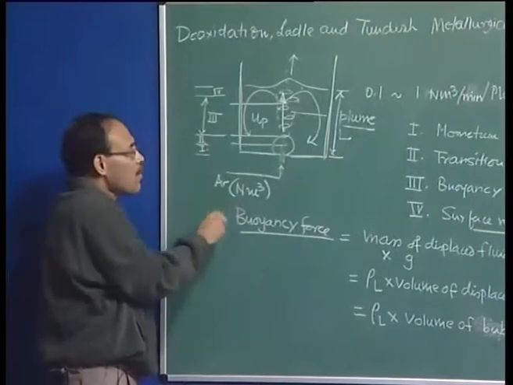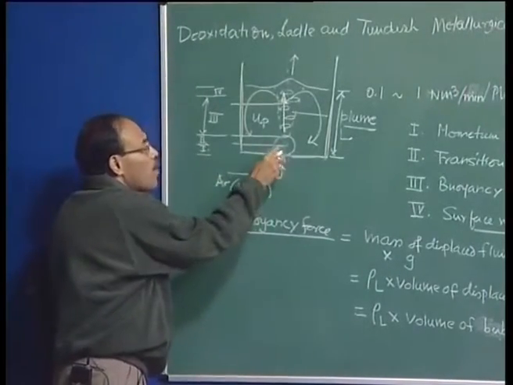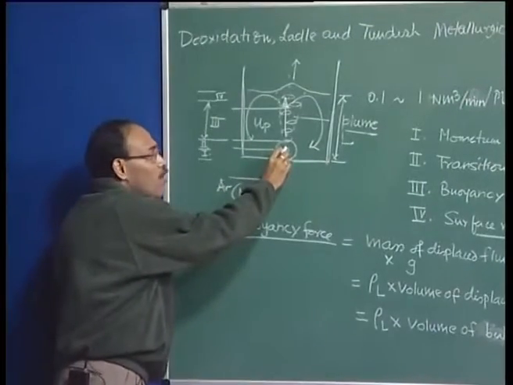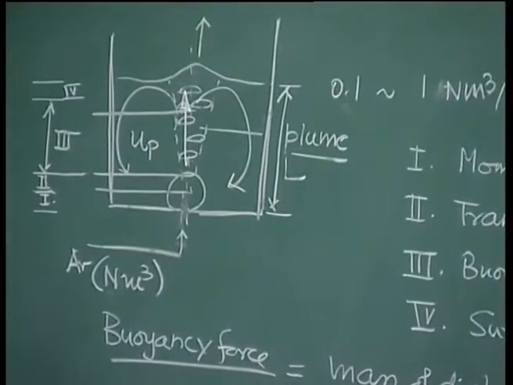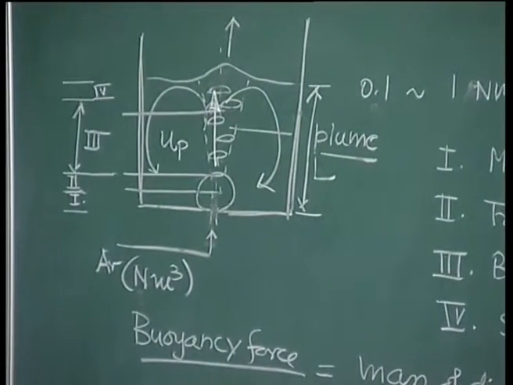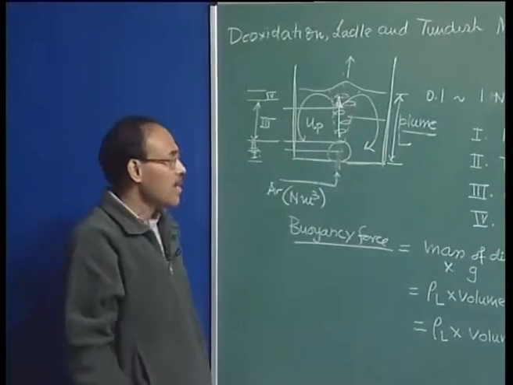This is not the volume. Suppose I introduce a bubble which has a volume of, hypothetically, 1 normal meter cube at this particular point. As it is rising through the molten steel, its volume is not going to be 1 normal meter cube. Its volume is going to be bigger than that because of the combined effect of pressure and temperature.